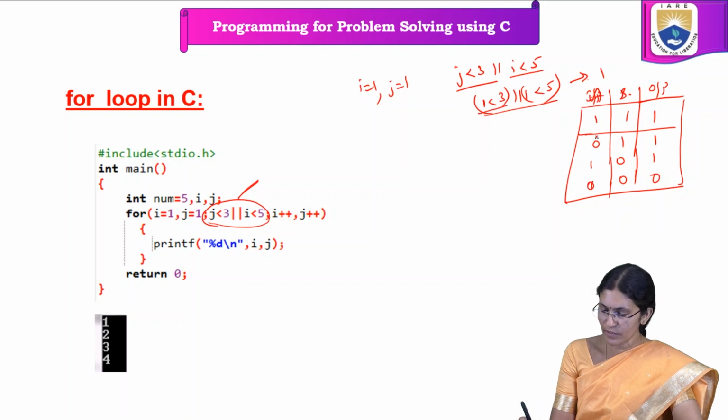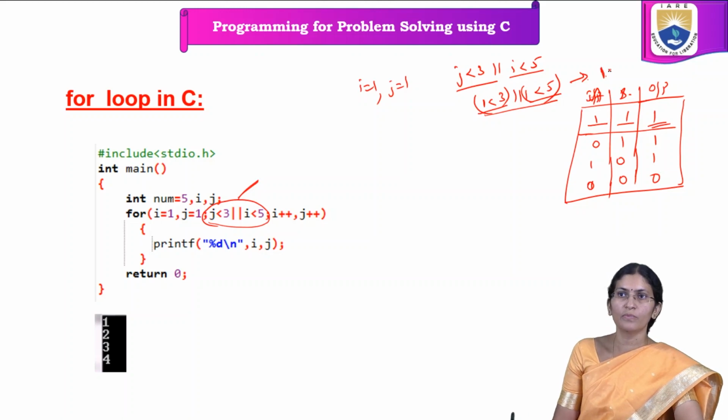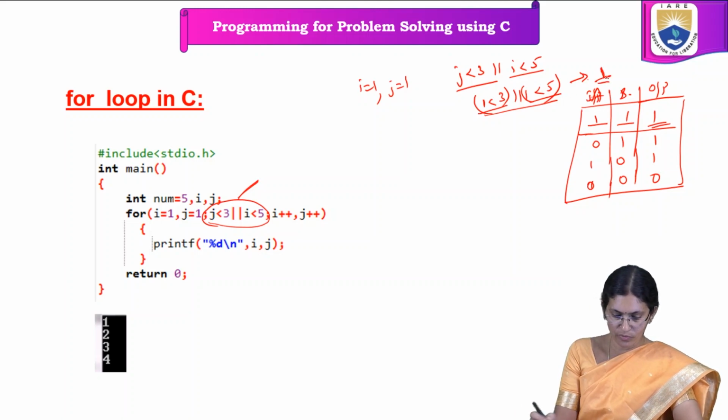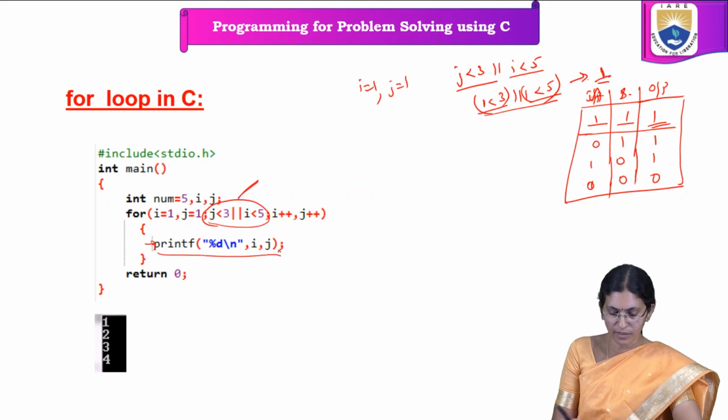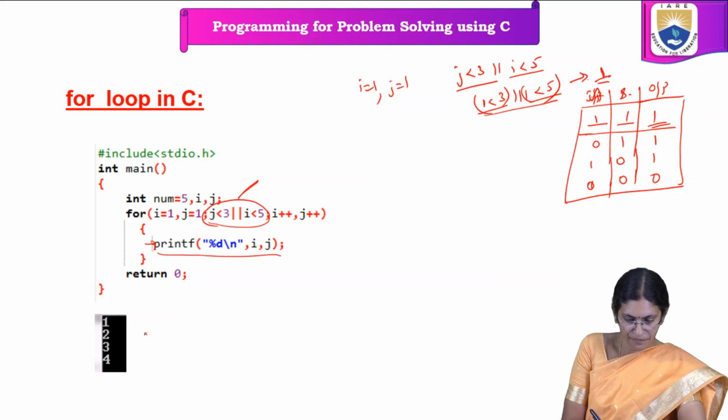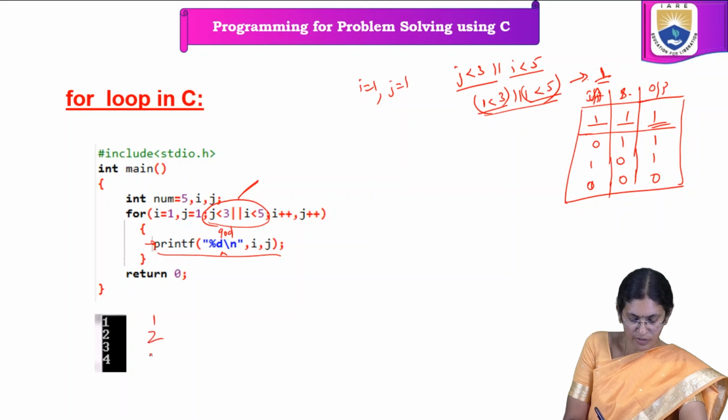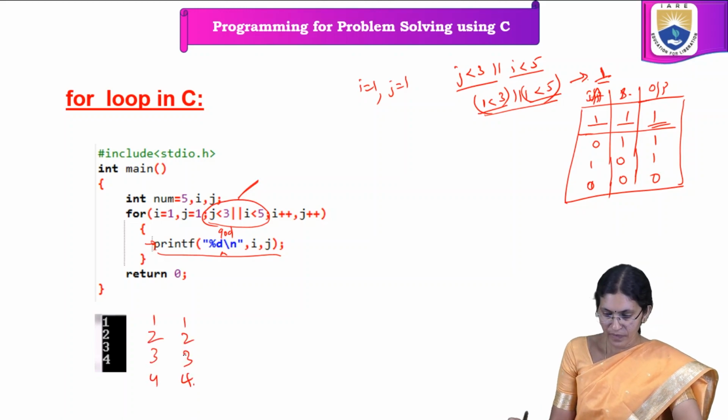This condition evaluates to true, so 1, and this condition also evaluates to true. So the output is 1, that means true. When it is true, this statement will be executed and the i and j values will be printed. So here, for i and j, we need to include %d. So i and j will be printed. Now the output is 1, 2, 3, 4.